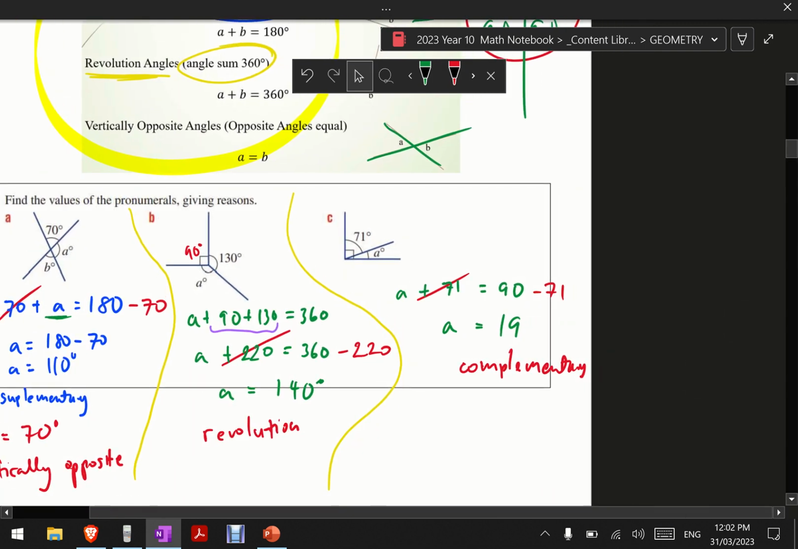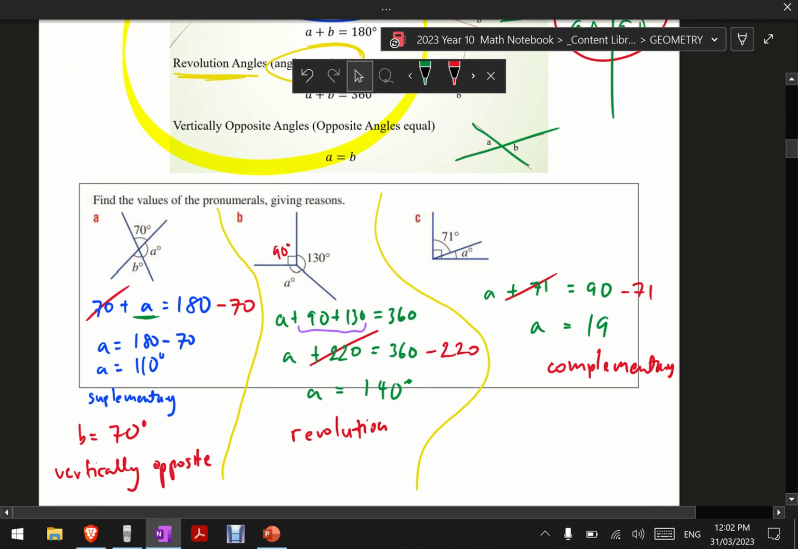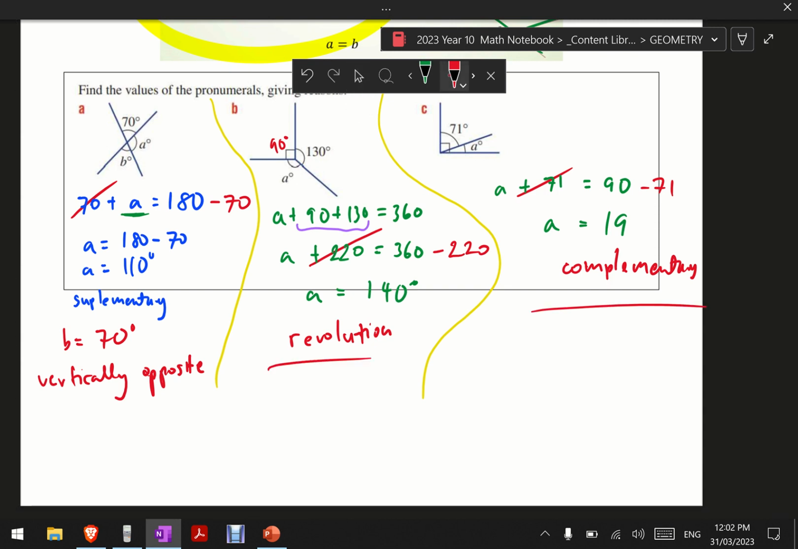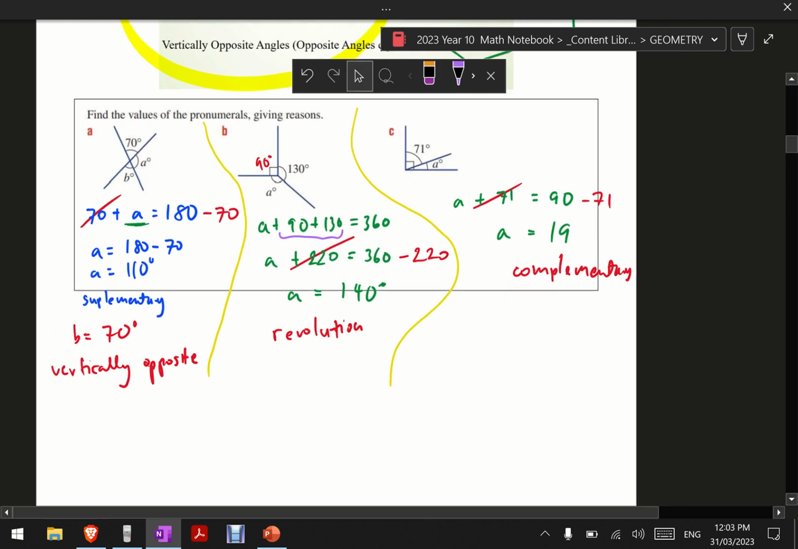Not too hard, yeah? I think the skill that you're learning here is just a little bit of algebra, which I know can be a bit scary. And then just solving things and figuring out how we prove it. Just pick one of the options. You've either got supplementary, complementary, revolution, or vertically opposite. Those are your four options.